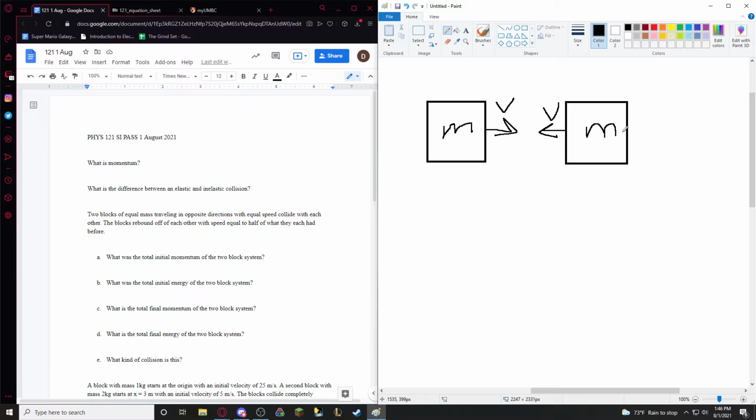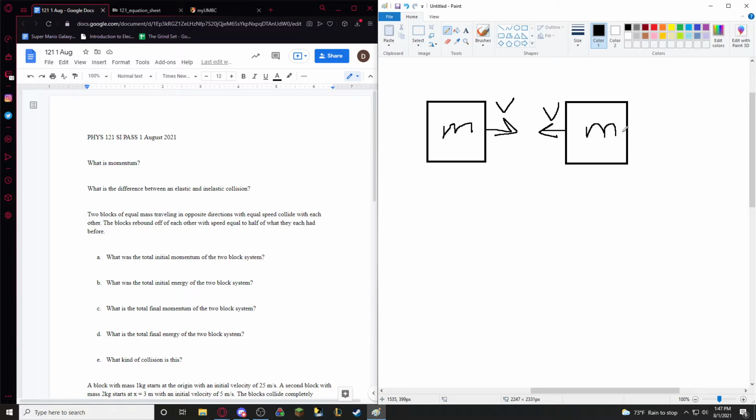Total initial energy of the two block system, I want to say that it's just mass times velocity squared. And how did you get that? Because it'd be 2 mass times 2 velocity squared. The 1/2 will cancel out with the 2. Because energy, it would just be kinetic energy.